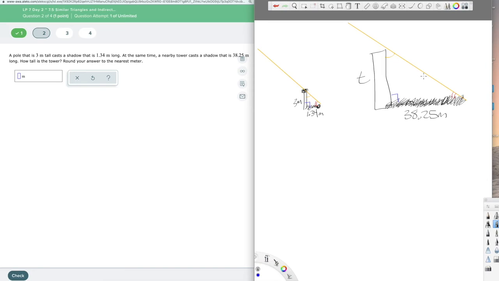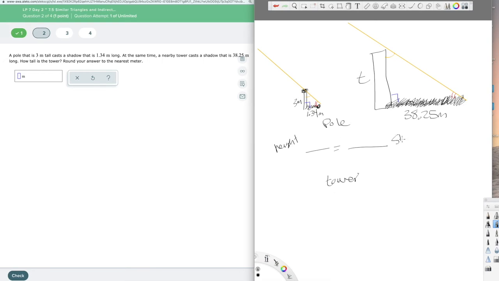Okay? So we're going to do the same exact thing we did on the last one. This one I think is a little bit easier to compare because we have the height of the object and the shadow of the object. Okay? So we have the pole and we have the tower like this. And then I can say, let's see, we'll go with height on this side. Why not? Height. And we'll go with shadow.